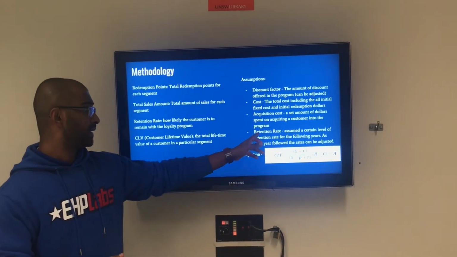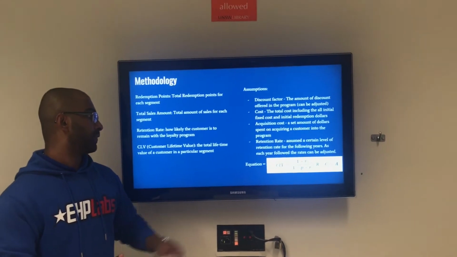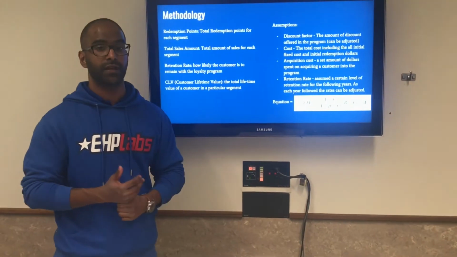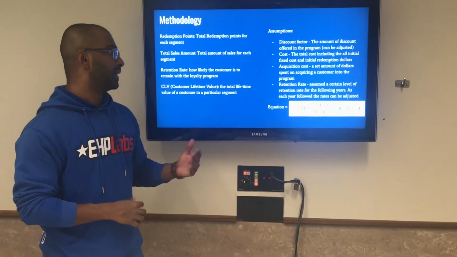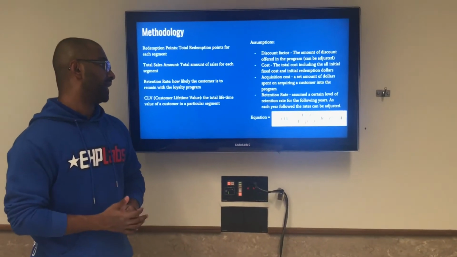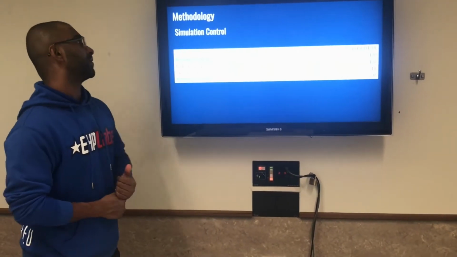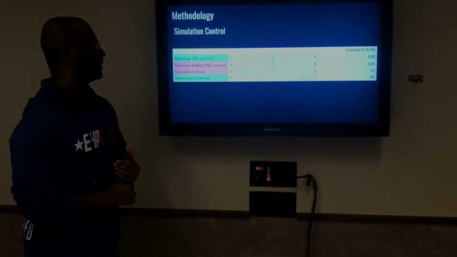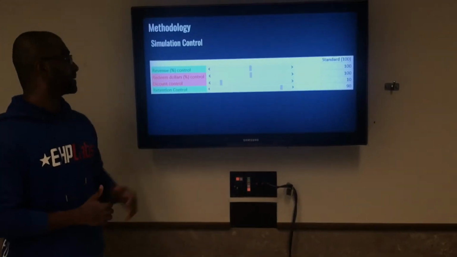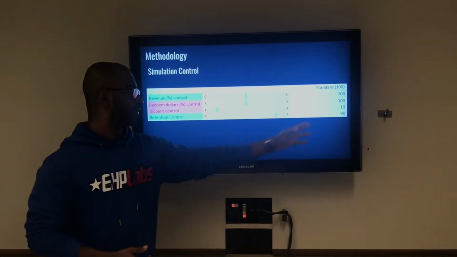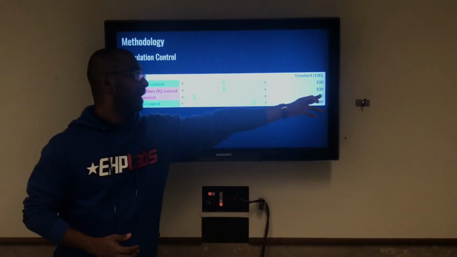Then there is the retention rate. We assumed a certain level of retention rate for each year going forward, which could range from 95% down to 60% in 5% increments. We also used simulation controls, which we achieved through scroll bars. So obviously the discount control and the retention control, like we mentioned, can go from 95% down to 60% and from 10% up to 20%.